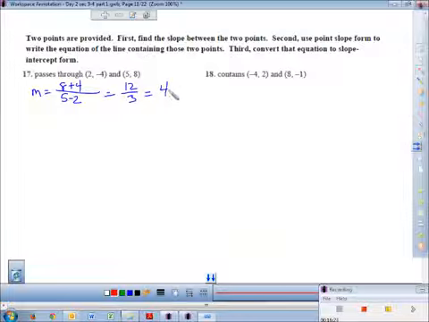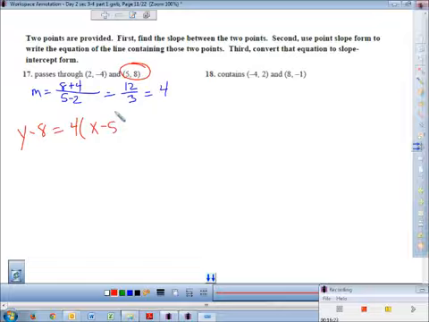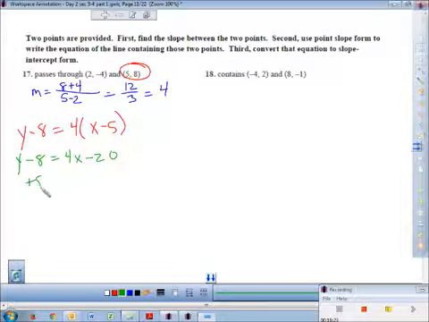Now we have our slope. All we need is a point. Well, we have 2 points provided for us. So pick one. It doesn't matter which one. Most people pick this one because it's all positive numbers. So let's do that, and let's use point slope form. And get her set up like so. And then distribute and add 8 to both sides.